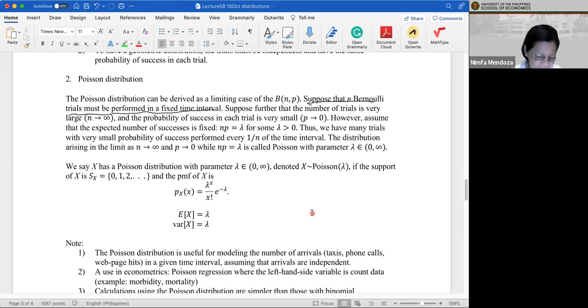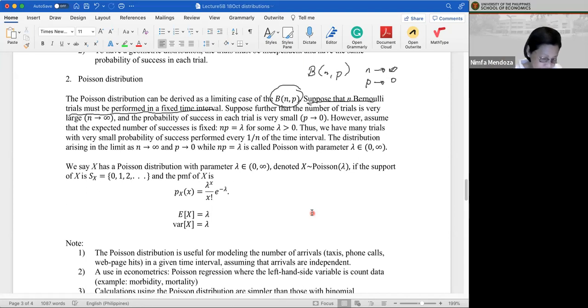So this is a limiting case of the binomial distribution. We get that when the number of trials is very large and the probability of success in each trial is small. However, assume that the expected number of successes is fixed.